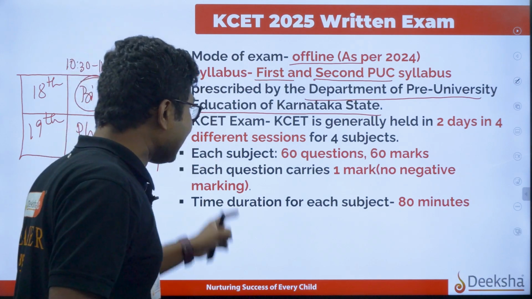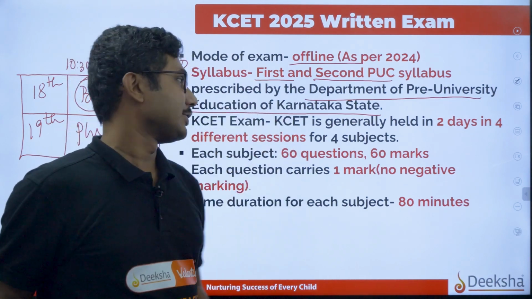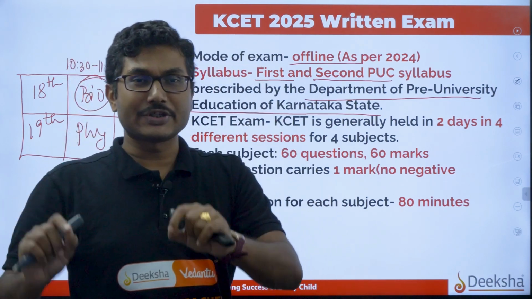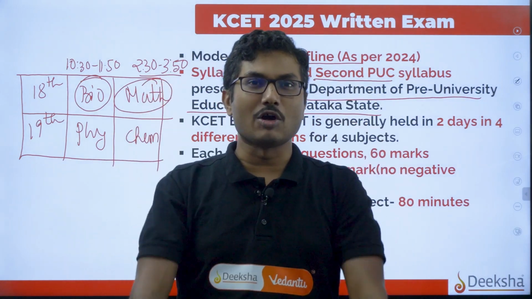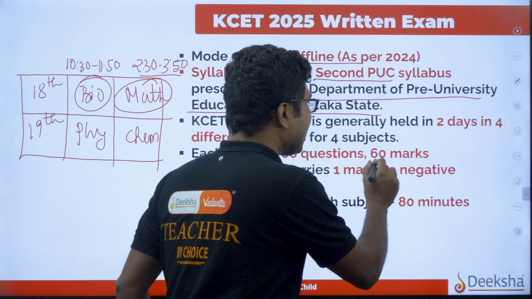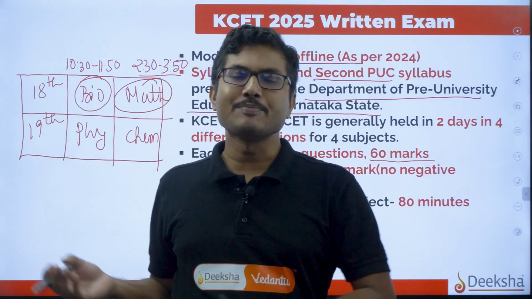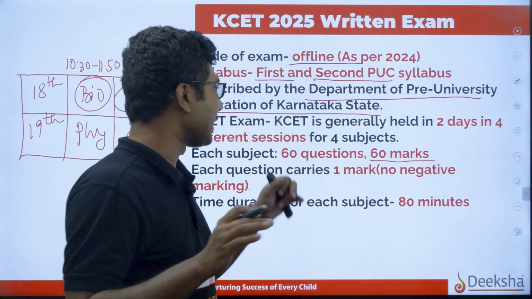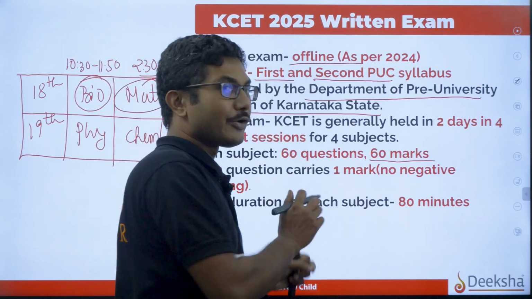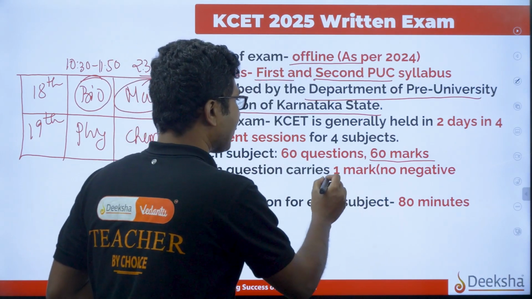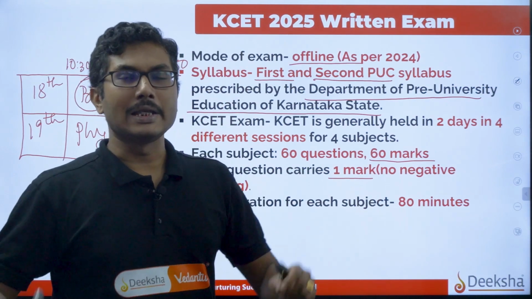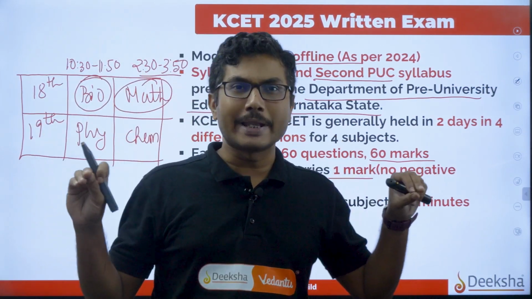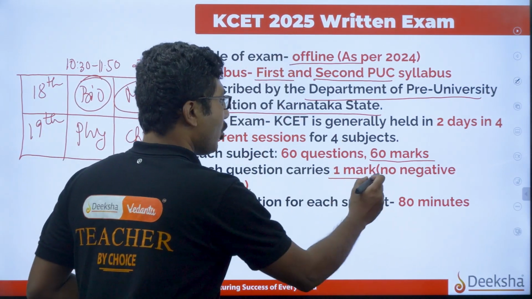Now, each subject has 60 questions. So you have to answer 60 questions, and for answering all the 60 questions correctly, you will get 60 marks. So for other exams, maybe you will get 4 marks, 3 marks, 2 marks, but for KCET, each question carries 1 mark only. And most importantly, there is no negative marking.